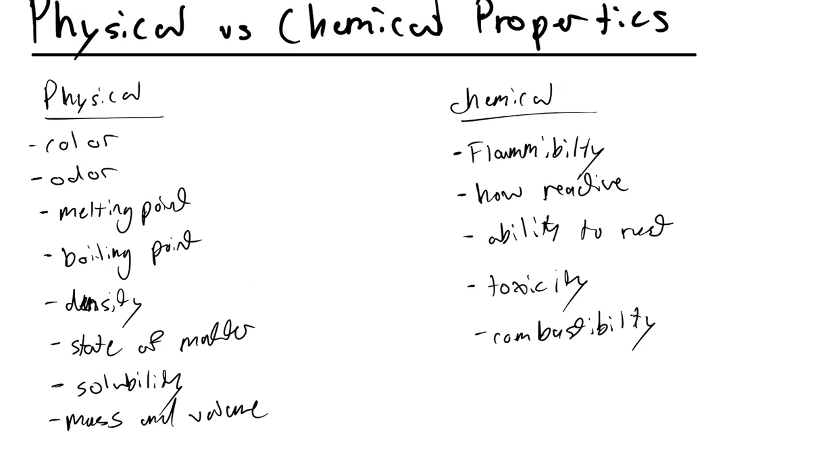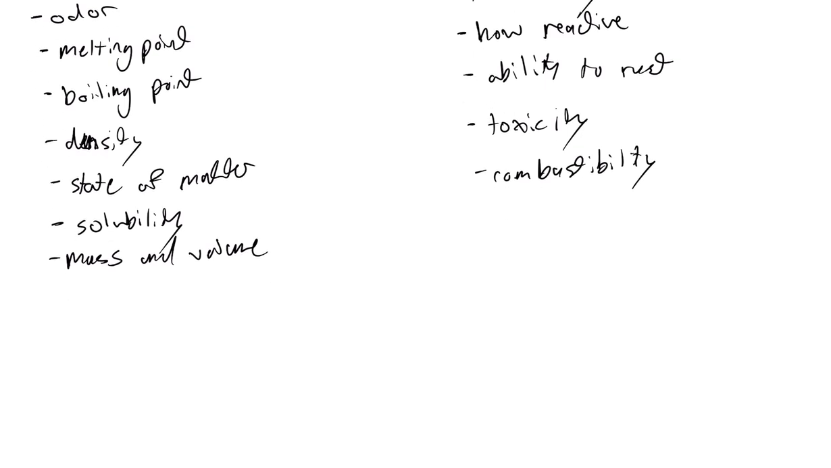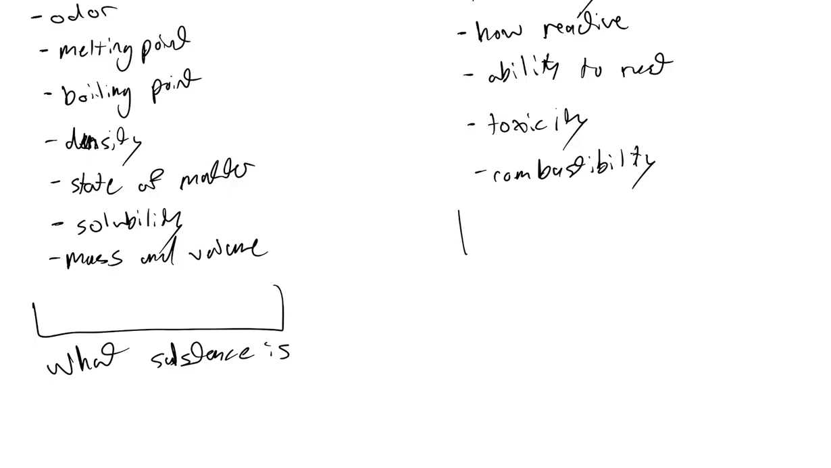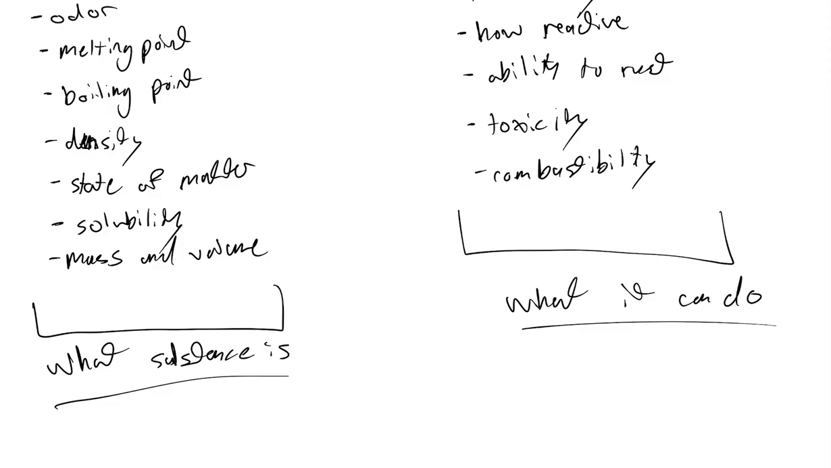You notice how, even when we scroll back up here, the physical properties describe what the substance is. And I'm going to write that: what the substance is. And the chemical properties describe what it can do. Now, those are both really important. If it's physical, it's what is it? You can measure or observe it. Versus chemical, it's can it do this?